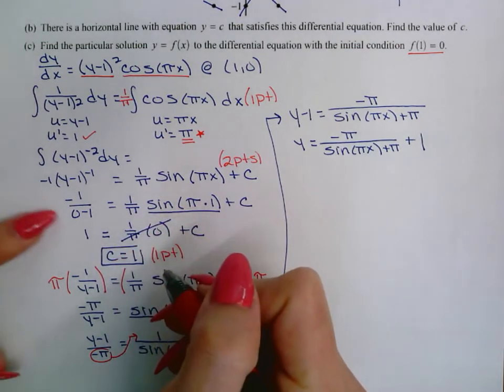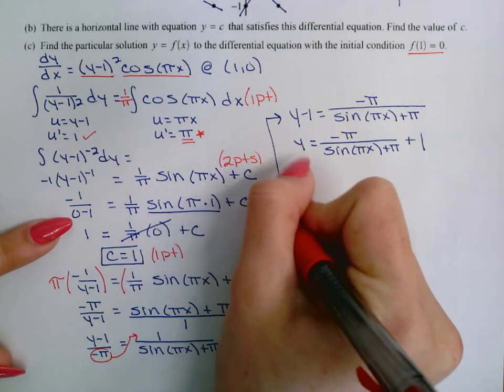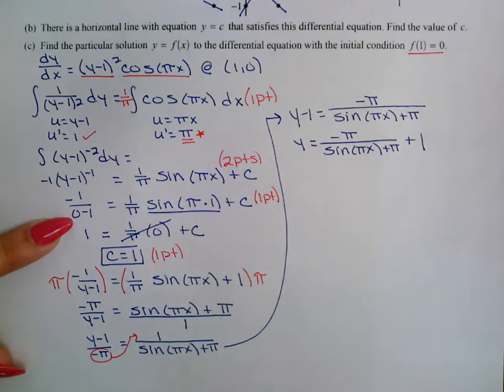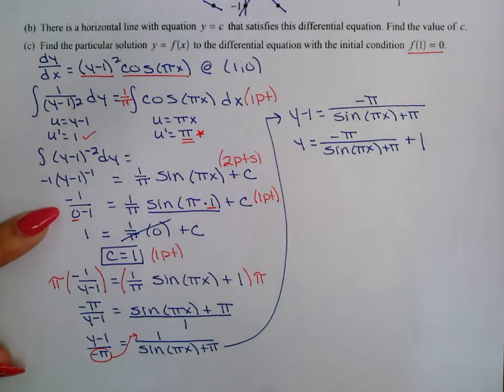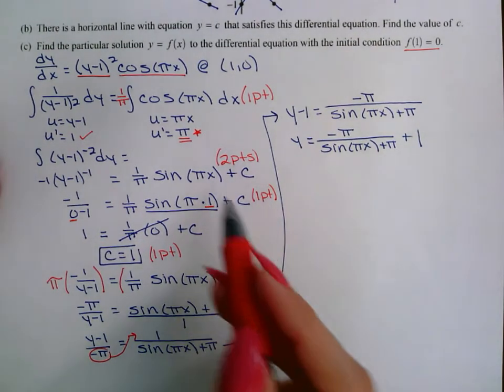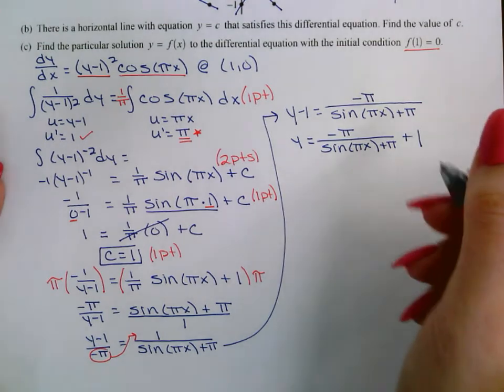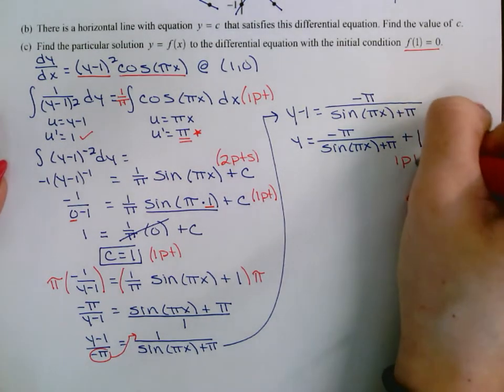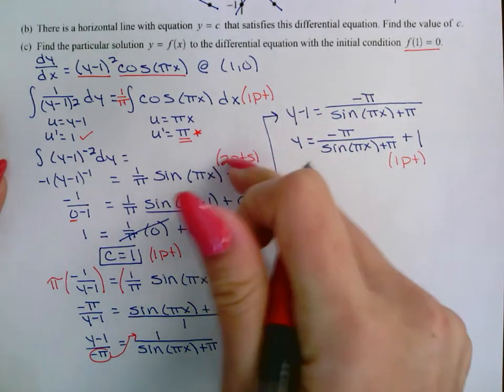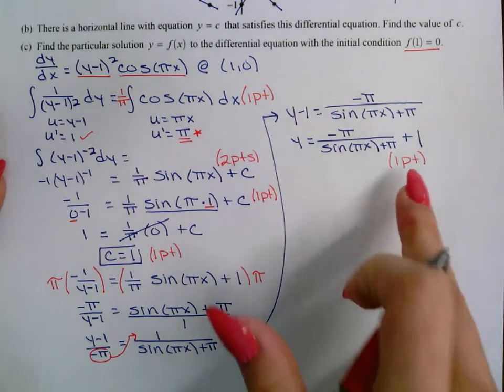1 point for plugging in your initial condition. Okay, which happened there and there. 1 point for your final answer. 1, 2, 3, 4, and then 5.